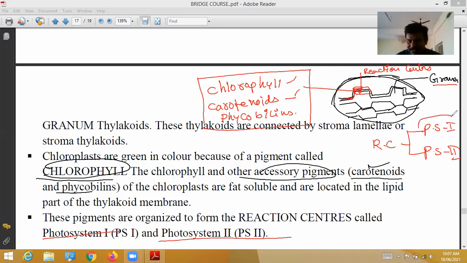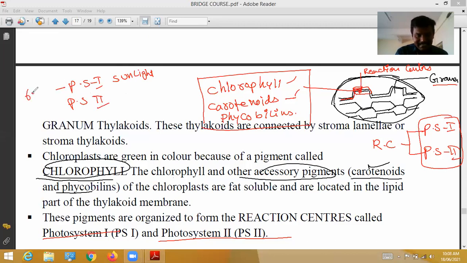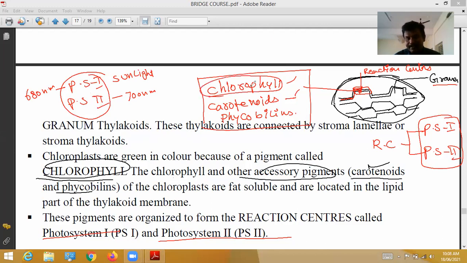So what about these photosystem 1 and photosystem 2? Actually, photosystem 1 absorbs sunlight. PS2 also absorbs sunlight. PS2 absorbs 680 nanometers light. PS1 absorbs 700 nanometers wavelength of light. So these two photosystems absorb sunlight and transfer it to the chlorophyll pigments.